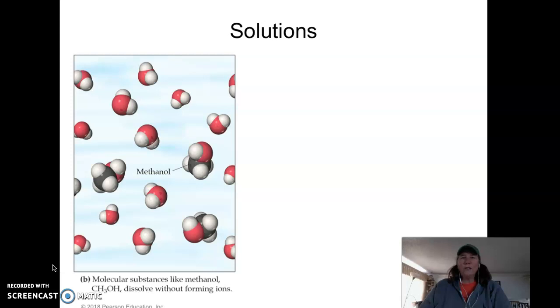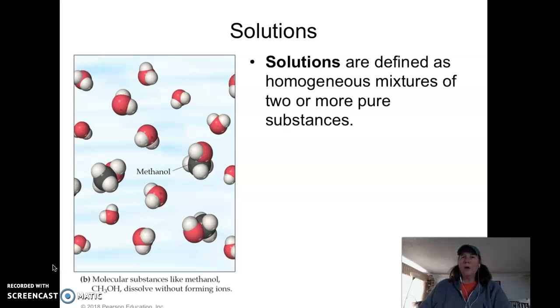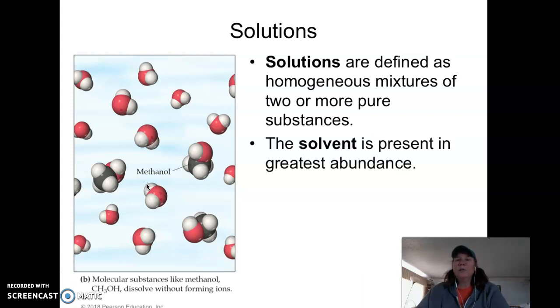When you have a solution, it's a homogeneous mixture of two or more substances. Here, we have methanol and water mixed together. Homogeneous means it's mixed together well. You can't see the different parts. The methanol and the water in this case dissolve, they mix together well. Whatever is in the greatest abundance is called the solvent, and most times your solvent is water. Salt and water, sugar and water, things like that.